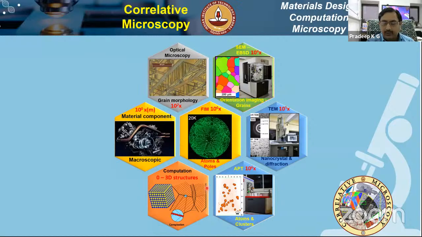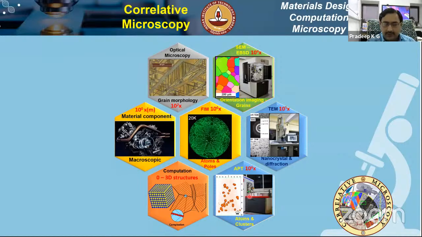But in between, there is one missing link between these two techniques. So that means this technique enables us to look at everything in a 2D projection, and this technique enables us to see in a three-dimensional form, including their chemical identity, but the real atomic positions may not be obtained from this atom probe tomography.